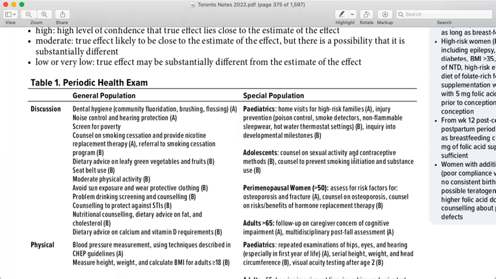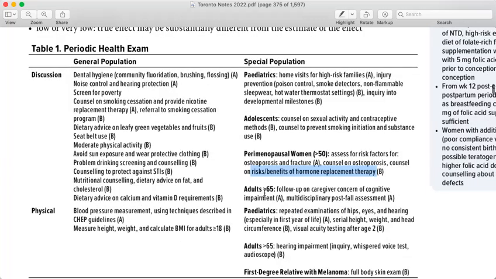Then perimenopausal, you are going to discuss osteoporosis and fracture. It's usually discussed with everyone, and it's common in guidelines to discuss these ones. Then counsel on osteoporosis and counsel on the risk factors of hormonal replacement therapy. If there are risk factors of that, then you are going to discuss that one. Then adults more than 65, follow up with the caregiver if there is any abuse going on, those things. And multidisciplinary post fall, because delirium and dementia are very common.